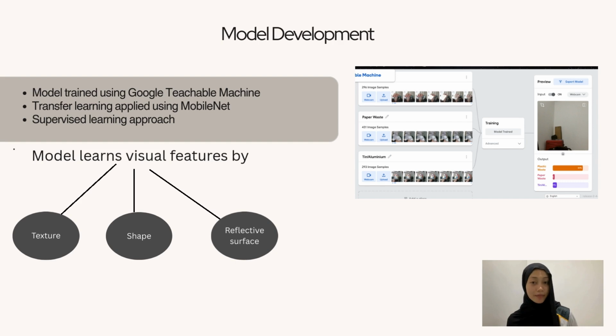Next is model development. The classification model was developed using Google Teachable Machine, which applies a supervised learning approach. Transfer learning was used with the MobileNet architecture to extract meaningful visual features. These features include texture, shape, and surface reflectivity, which allow the model to distinguish between different types of waste materials.